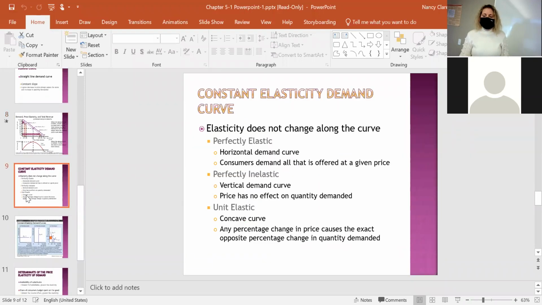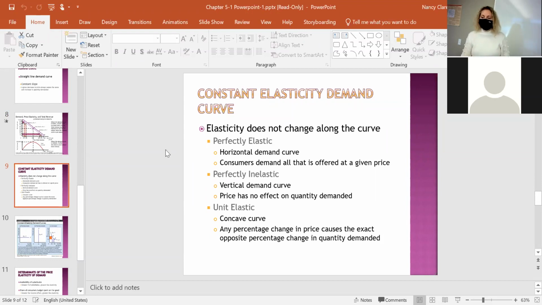So the next thing we're going to do is talk about what we call constant elasticity demand curves. These are highly theoretical. In practicality, in real life, a lot of these don't exist in their purest form, but they're going to give you some interesting thresholds, I think, to compare other more realistic demand curves to. So this first one is going to be perfectly elastic.